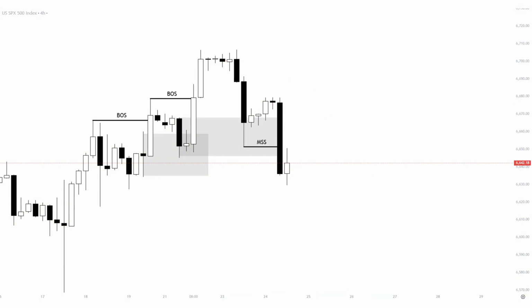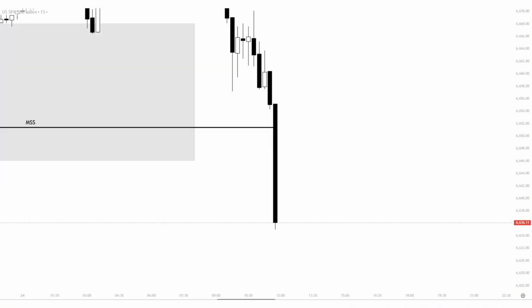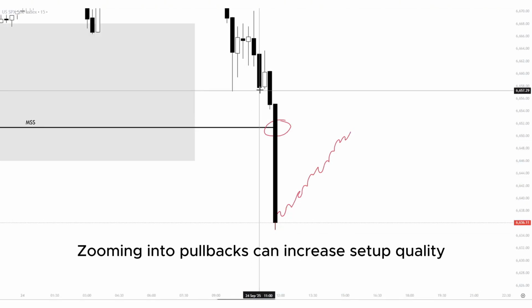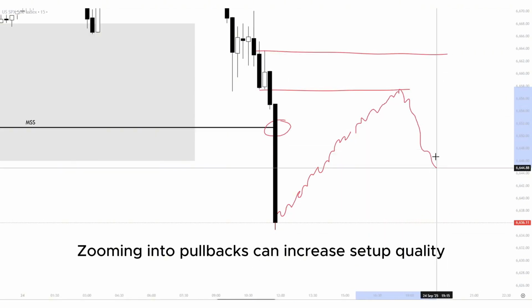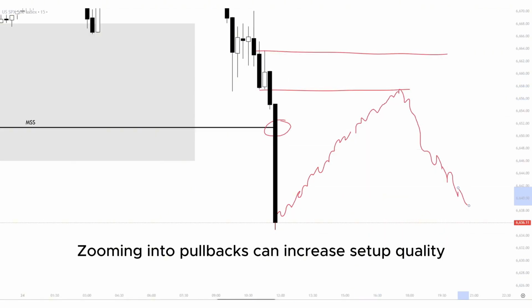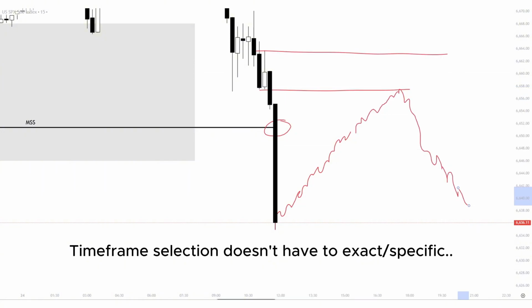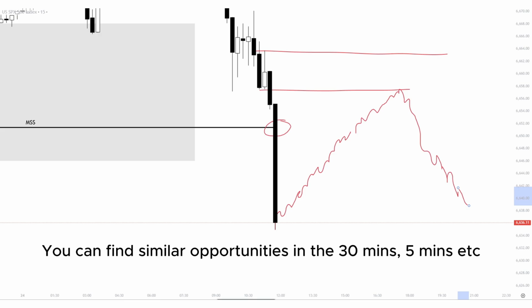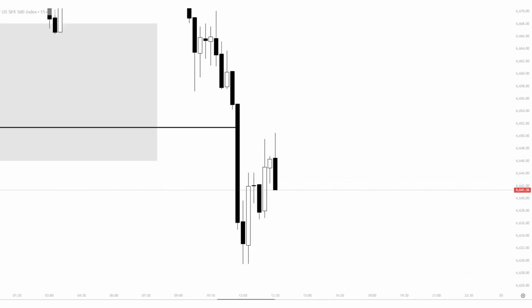So remember that after a break, there are high chances that we see a pullback, that based on the theory should reject down from a supply, a resistance, or an imbalance. So we switch into a lower time frame to see the internal action of the pullback. This can increase our accuracy, and this time I'll try the 15 minutes one. It's chosen randomly, it doesn't need to be a specific time frame because you will find similar opportunities on the 30 minutes and also on the 5 minutes.